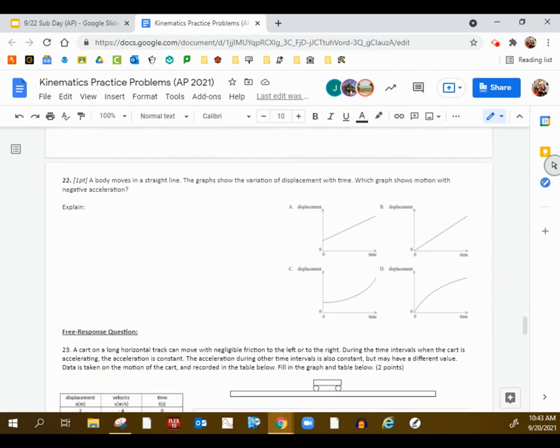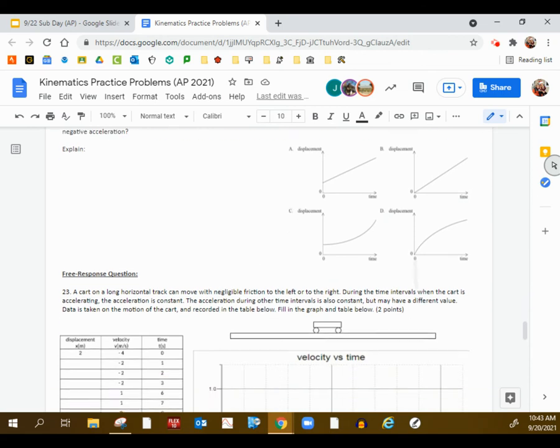Next one here shows a body that moves in a straight line. Which graph shows the variation of displacement over time if the object is experiencing a negative acceleration? Okay, so noticing that these are all displacement-time curves is what shows you an acceleration, and which one is showing you a negative curve. Okay, you go ahead and explain that with your partners.